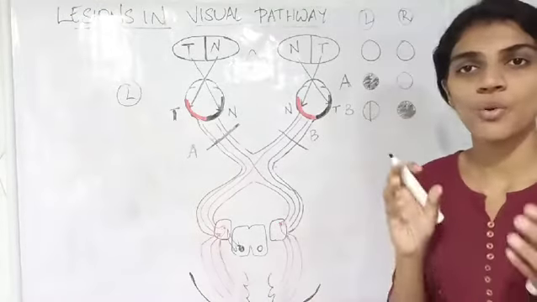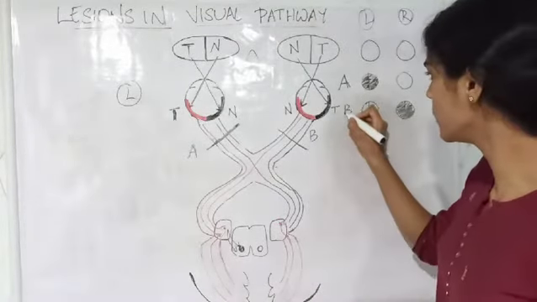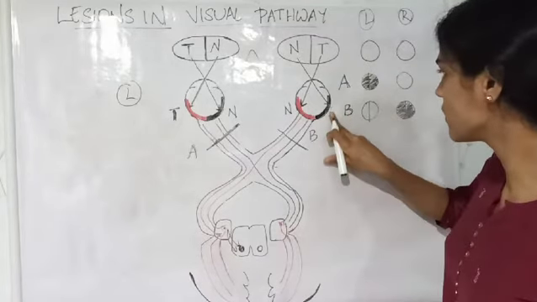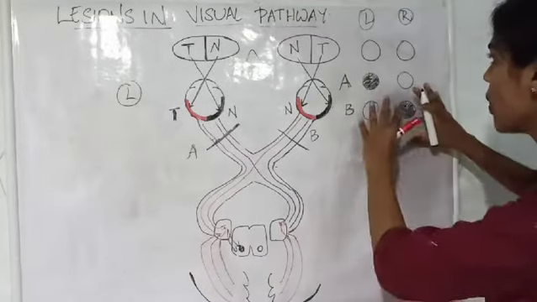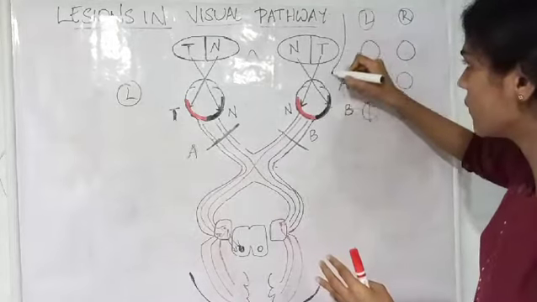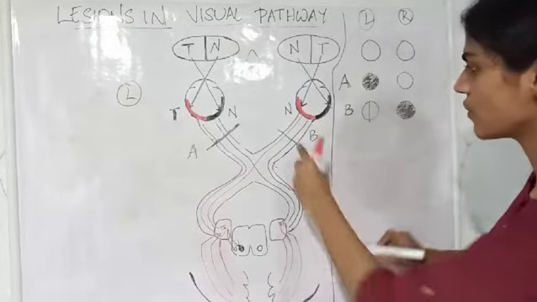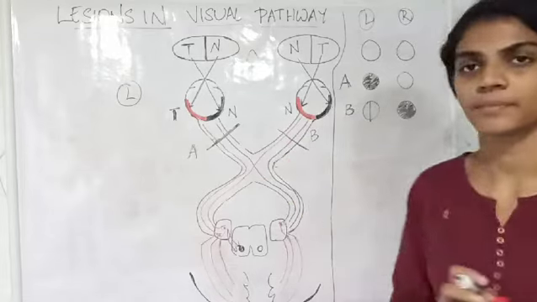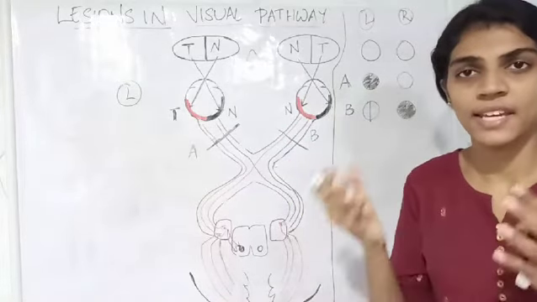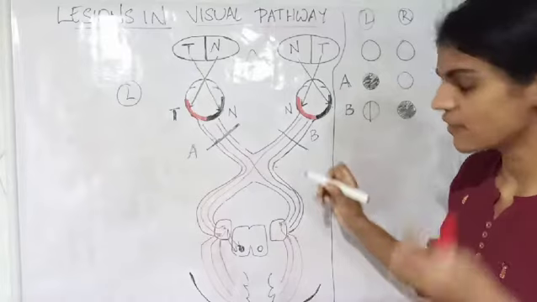Okay, so what is the net effect? This one is the B. What is the net effect? It is total blindness of the right eye if we have a lesion here. Understood?